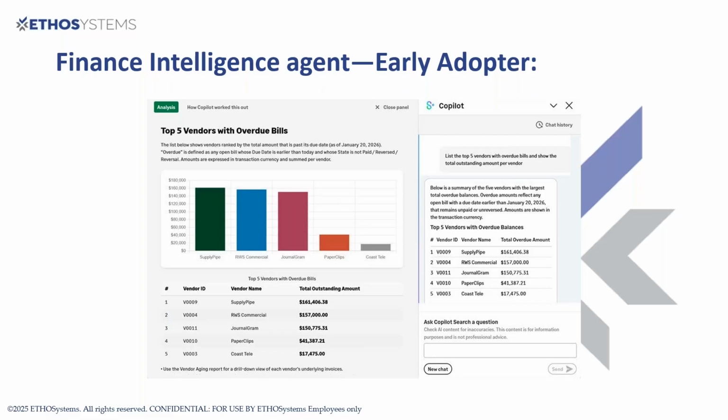First one to highlight is the Finance Intelligence Agent. What you'll notice is that we can ask Sage Copilot in plain language, for example, in this case, list the top 5 vendors with overdue bills. It provides those, and then it also gives you the background of what backs up those numbers. This is an early adopter feature that you can request.